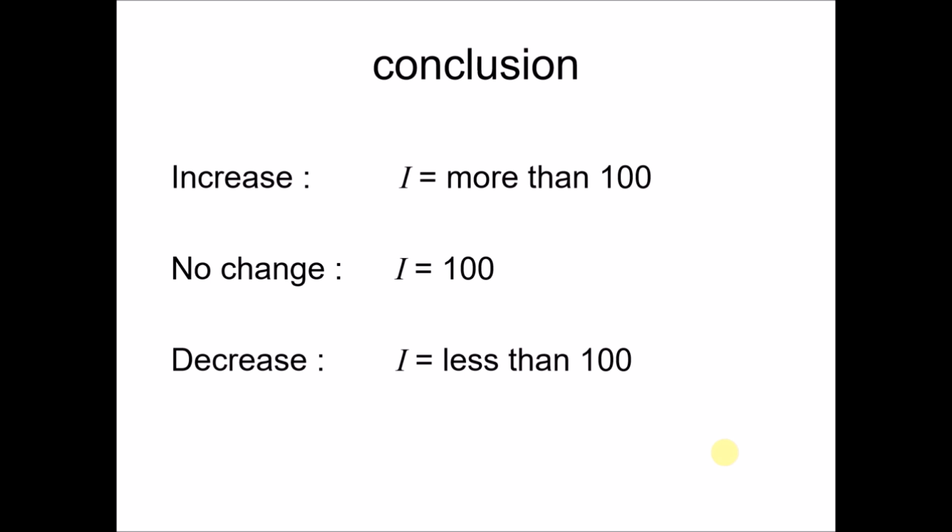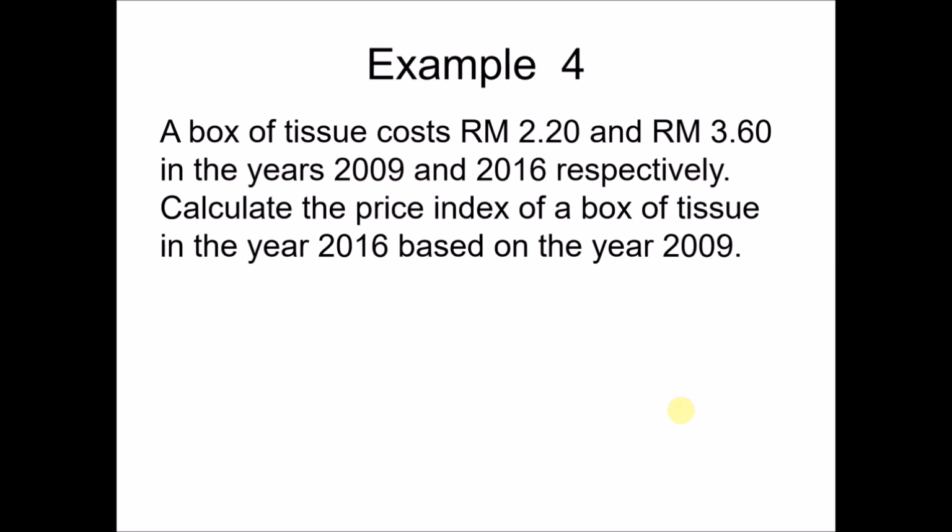So as a conclusion, when the price or the quantity increases compared to the base year, the index number will be more than 100. If there is no change to the values, the index number will be 100. When it decreases, it will be less than 100. And from that we know by how many percent it increases or decreases. That is the use of an index number. So now we try more examples here. Example 4. A box of tissue costs 2 ringgit and 20 cents.